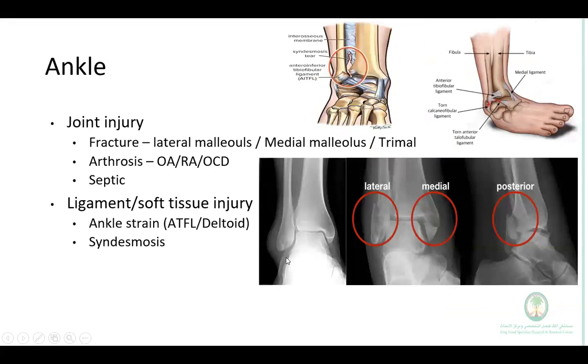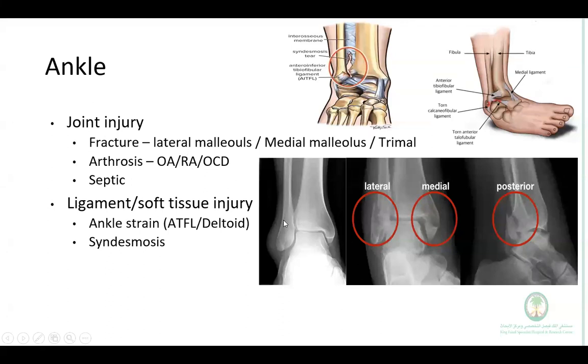Alrighty, so now moving to the last joint of the day. We're talking about the ankle. The unique fractures that we see: you can see lateral malleolus fracture, medial malleolus. So this is a normal joint. That's the lateral malleolus, the medial malleolus, and the posterior part of the distal tibia, which we call the posterior malleolus. Somebody can have a trimalleolar fracture, which is a very unstable joint, and that has to have surgery.